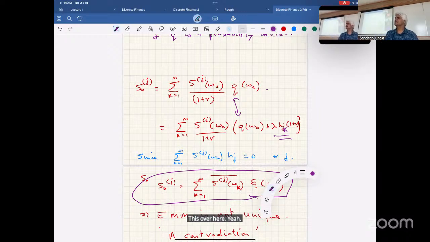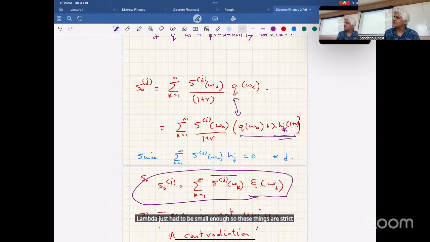But what was the constraint on lambda? Lambda just had to be small enough so that each term here is strictly positive, so these are proper probabilities. We know that they sum to 1 because the summation of Sj is equal to 1. Scroll up slightly.